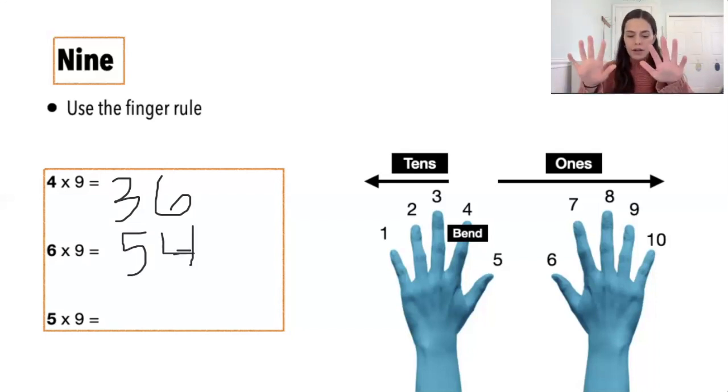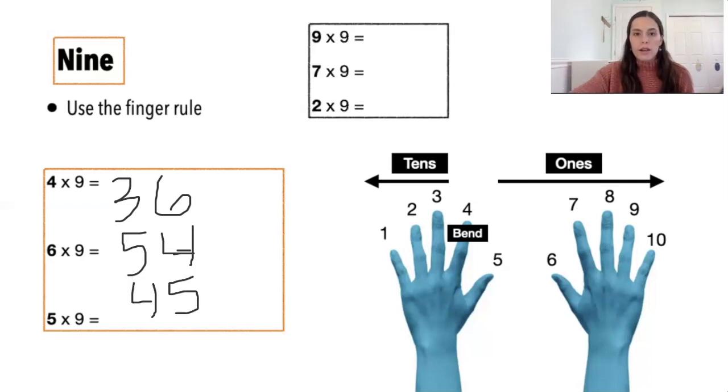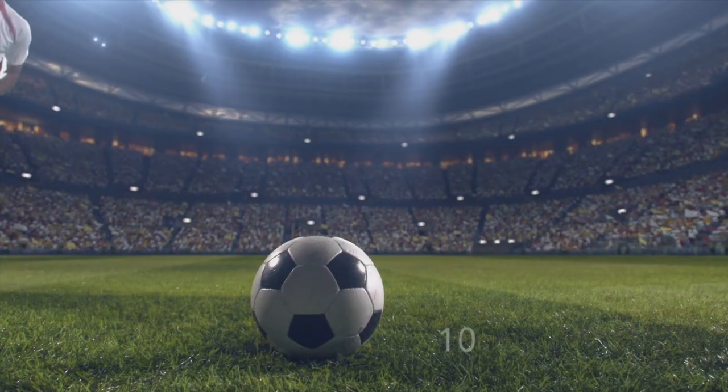And then for 5 times 9, we have 1, 2, 3, 4, 5. Put that one down. The ones to the left are your 10s. So you have 10, 20, 30, 40. 1, 2, 3, 4, 5. So 45. And then here are your example problems. You have 9 times 9, 7 times 9, and 2 times 9.